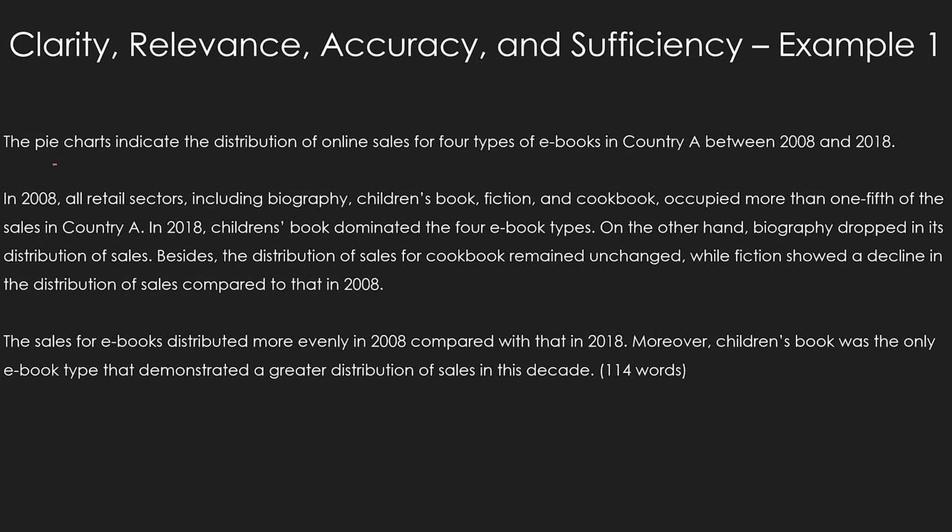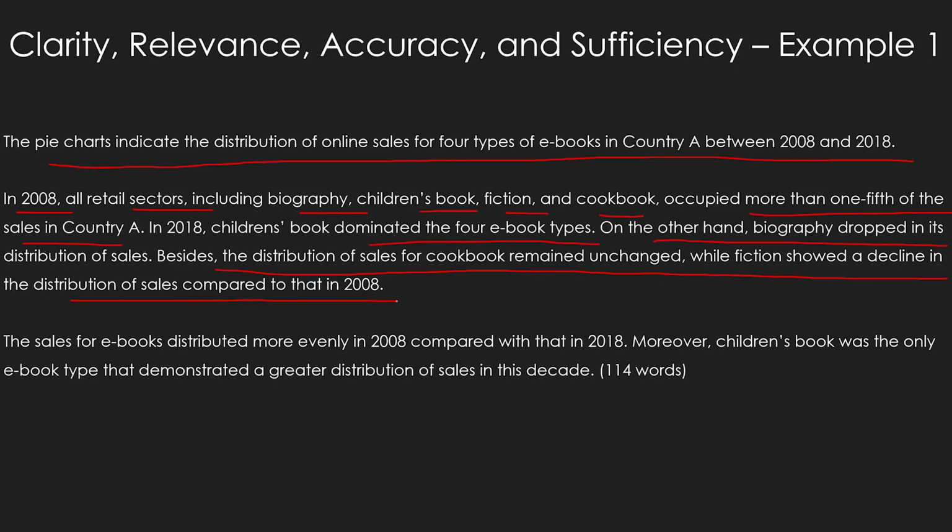So look at this answer. The pie chart indicates the distribution of online sales for 4 types of ebooks in country A between 2008 and 2018. In 2008, all retail sectors including biography, children's book, fiction, and cookbook occupied more than 1/5 of the sales in country. In 2018, children's book dominated the 4 ebook types. On the other hand, biography dropped in its distribution of sales. Besides, the distribution of sales for cookbook remained unchanged, while fiction showed a decline in the distribution of sales compared to that in 2008. The sales for ebooks distributed more evenly in 2008 compared with that in 2018. Moreover, children's book was the only ebook type that demonstrated great distribution of sales in the decade.